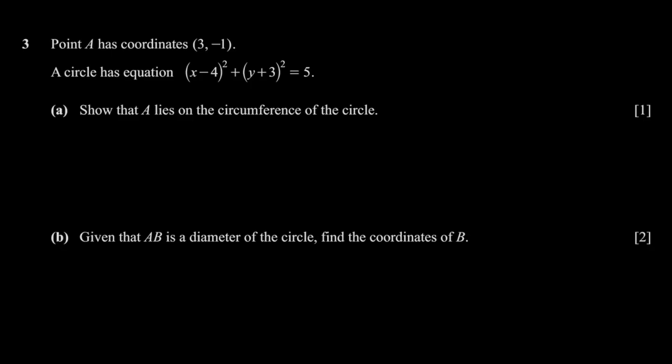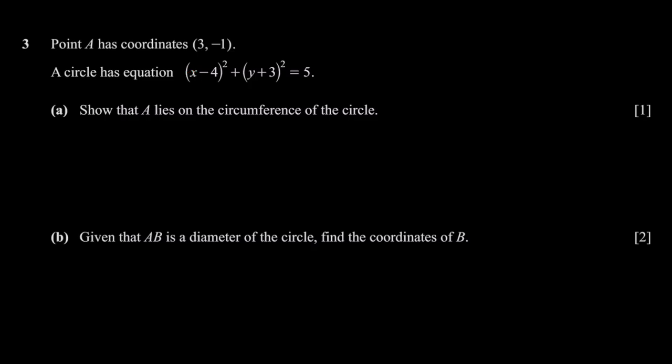Right, question 3, which is a circles question. The point A has got coordinates 3, negative 1. A circle has got this equation here. We want to show that the point A lies on the circumference of the circle. In other words, that means that this point satisfies the equation of this circle. So that should be fairly easy to show.